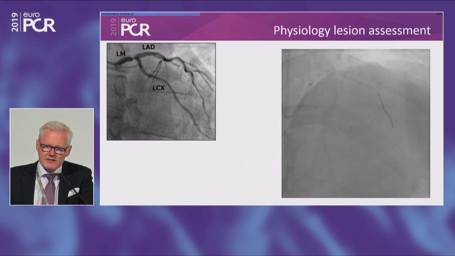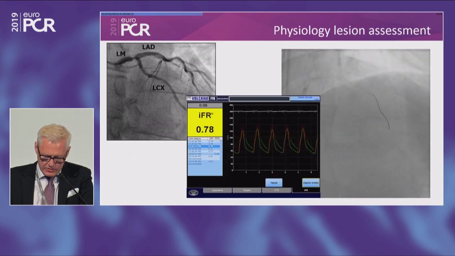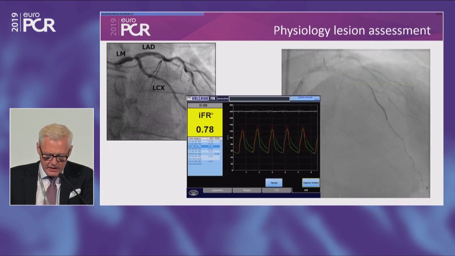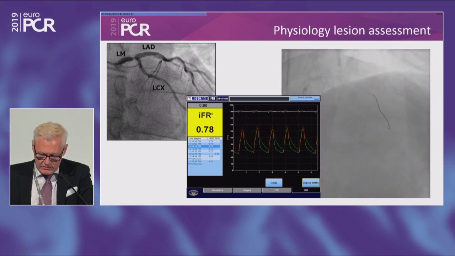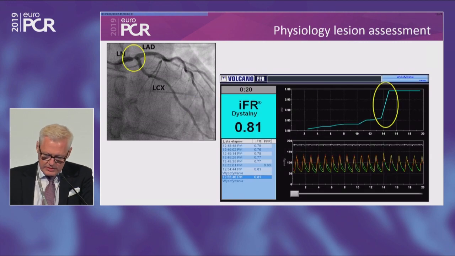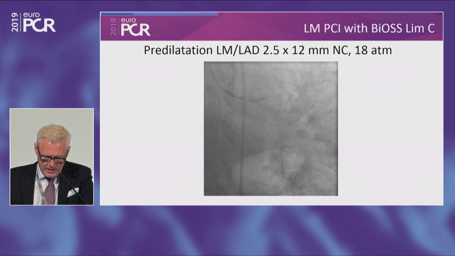We started this case with additional physiology assessment, which is part of the scientific protocol. So we did an iFR, which was 0.78. But we are mostly interested also to do the co-registration and iFR pullbacks. And in this case, you see that the maximum pressure drop is exactly at the site of the distal left main narrowing. So we have clear confirmation of indication for intervention.